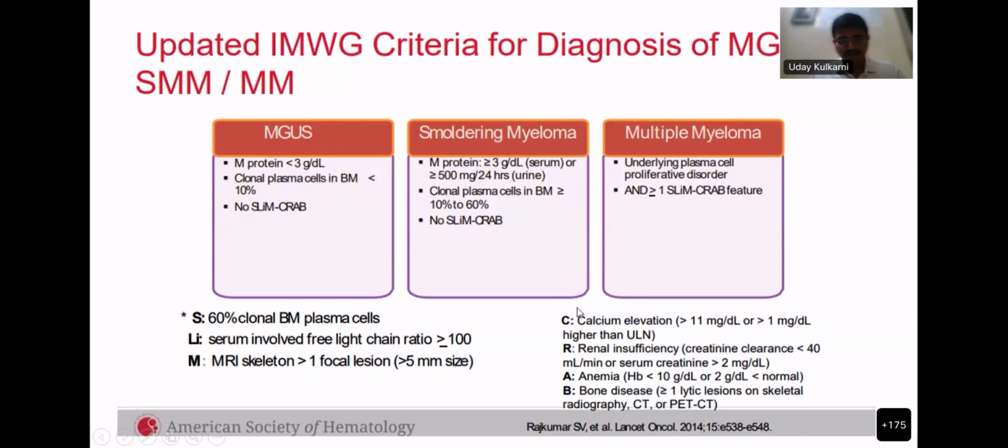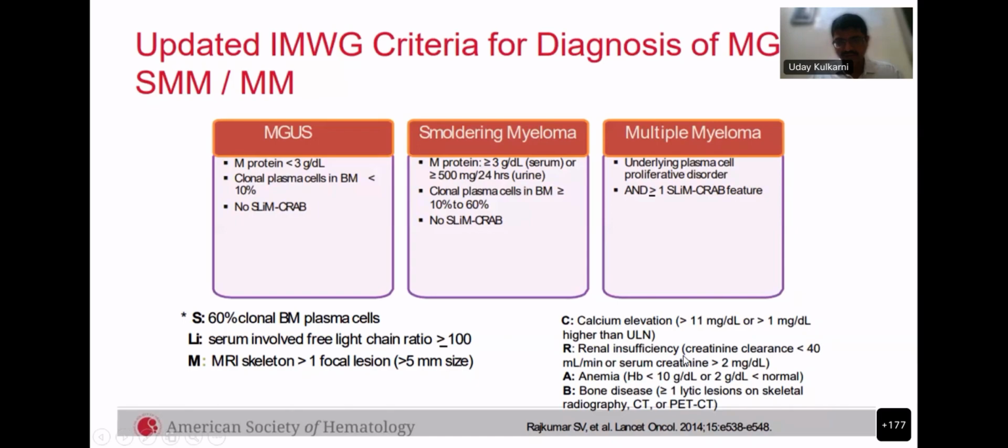There is an acronym CRAB for this, which is calcium elevation or hypercalcemia above 11 milligram per deciliter or 1 milligram per deciliter higher than the upper limit of normal. And we generally use a correction for the albumin. So the calcium levels have to be corrected. If there is hypoalbuminemia, the corrected calcium is much higher.